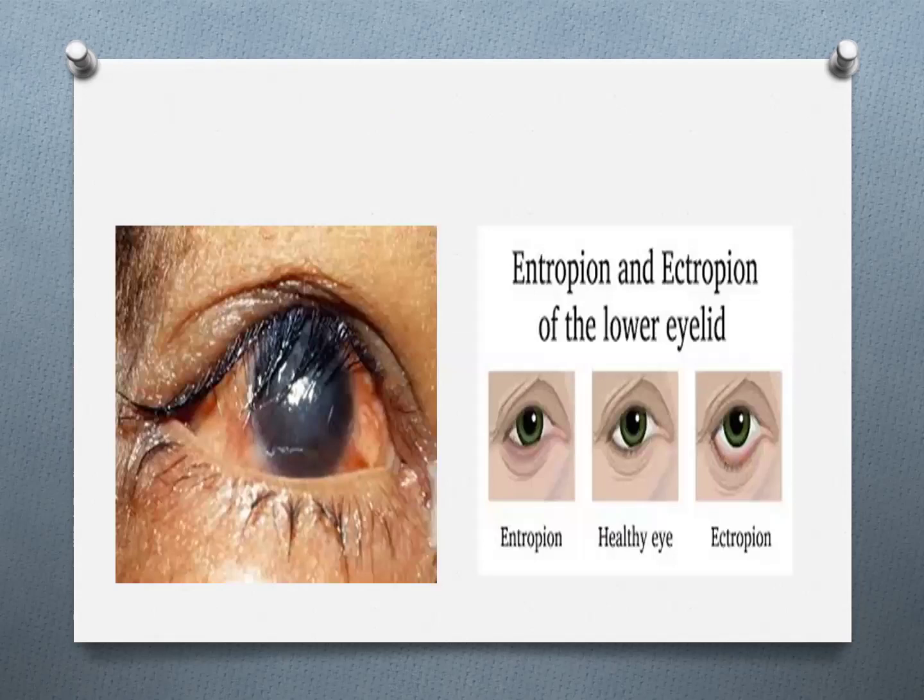This is one of the slides. We can see the entropion and ectropion of the lower lid. Entropion is inversion and ectropion is eversion. You can see in the middle is a healthy eye.